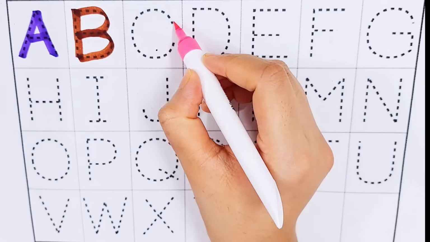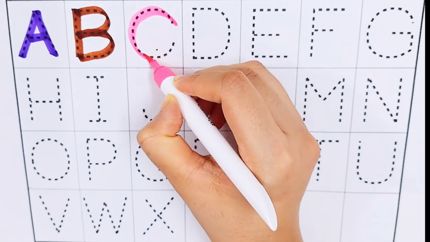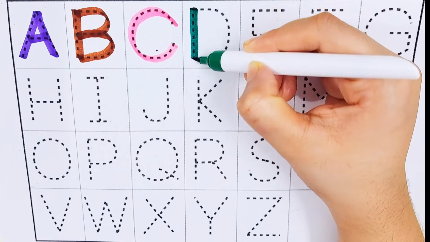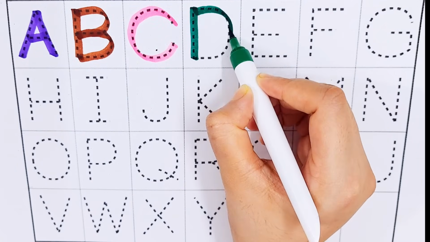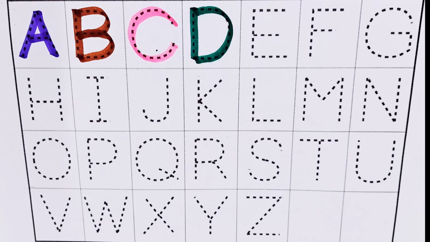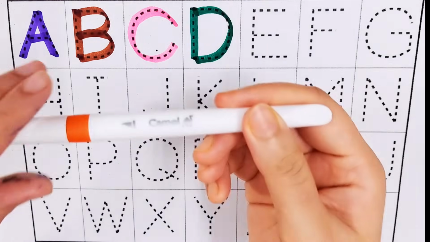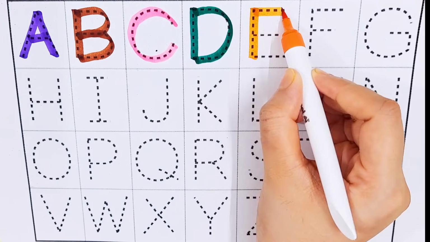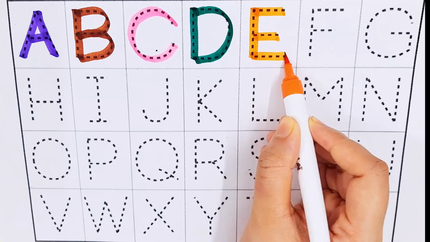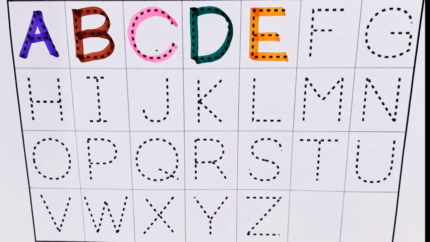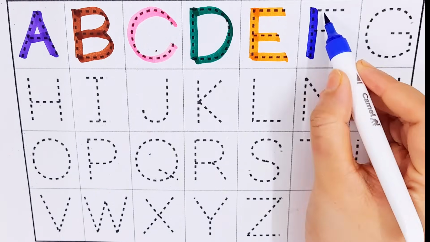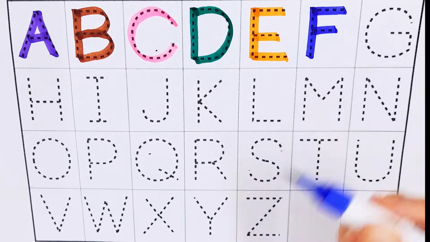Pink color. C for candy. Dark green color. D for doll. Orange color. E for egg. Dark blue color. F for flowers.